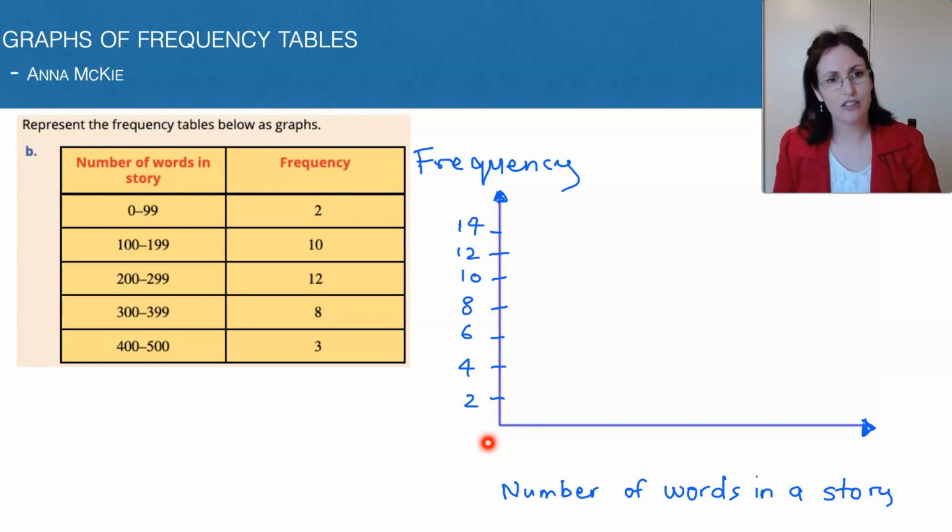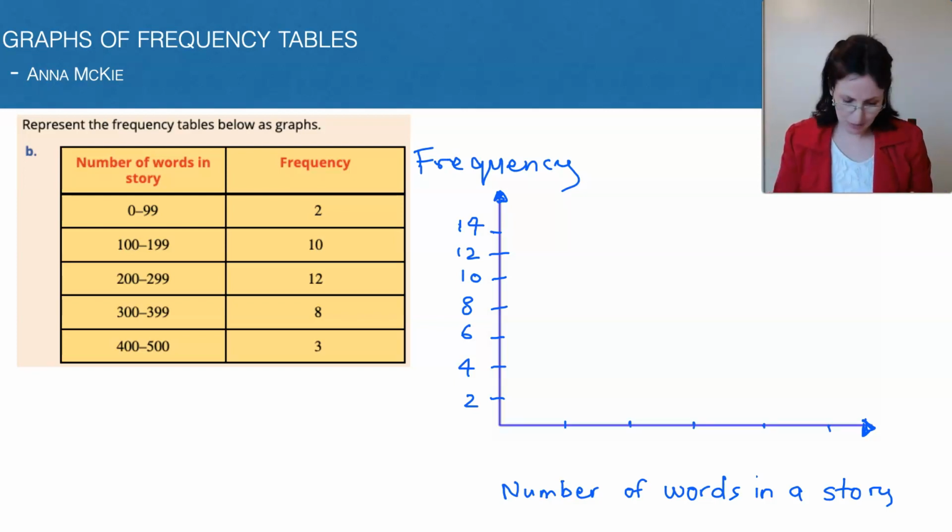And what about our horizontal axis? Now we've got a range this time. First of all, check, does it start at 0 or not? Yes, this one does. And it's going up in groups of exactly 100. So up to 500. So when we broke up our horizontal axis here, we need to go up to 500.